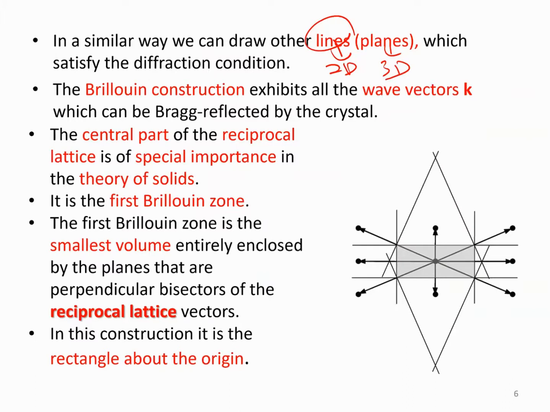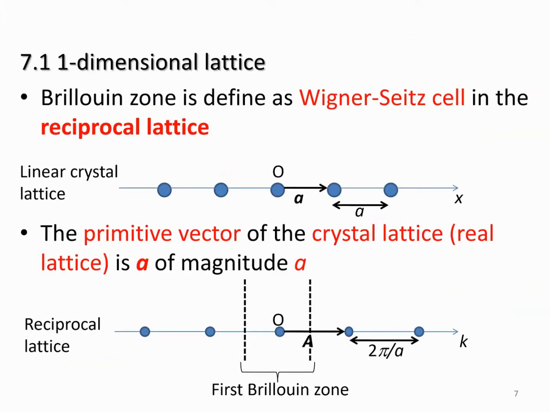Okay, the first Brillouin zone is the smallest volume entirely enclosed by the planes that are perpendicular bisectors of the reciprocal lattice vectors. So in this construction, this is the rectangle about the origin. Okay, we start from 1D. Okay, 1D lattice, one-dimensional lattice. The Brillouin zone is defined as the Wigner-Seitz cell in the reciprocal lattice. Okay, the Wigner-Seitz cell.